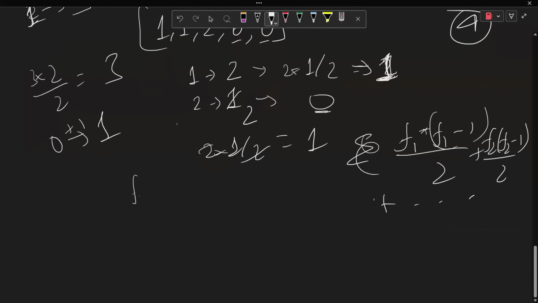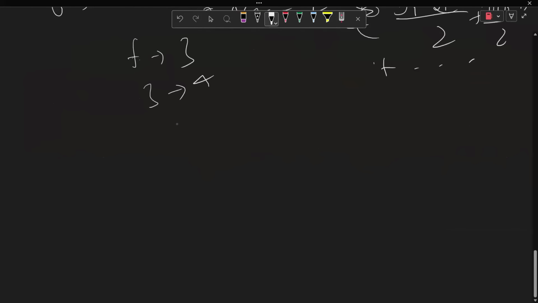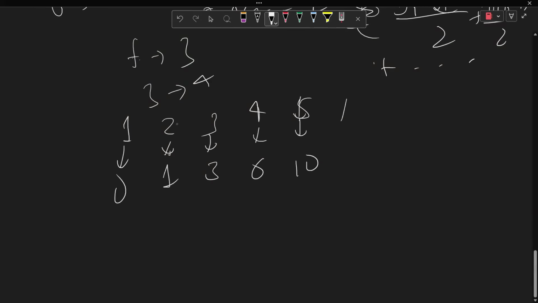If your frequency is 3, if you go from 3 to 4, like you can see, for 1 it would be 0, for 2, 2 into 1 by 2, it would be 1, for 3 it would be 3c2, which is 3, 4c2 is 6, 5c2 is 10, like this. If you see here, there is an increment of plus 1, plus 2, plus 3, plus 4. So the greater the value, the greater would be the increment if you increase this.